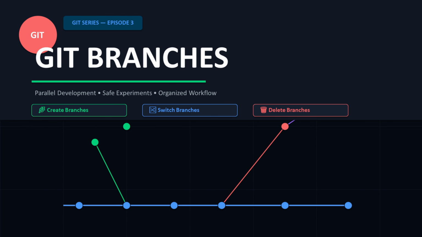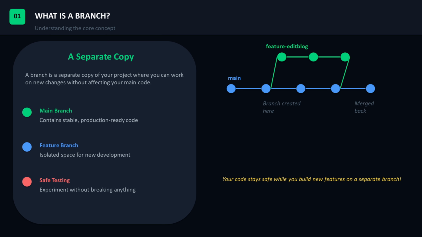First, let's understand the concept. Then, we will do it practically. So, what is a branch? Before understanding the commands, let's understand what a branch is. A branch is like a separate copy of your project where you can work on new changes without affecting your main code. By default, when we create a Git repository, we usually work on the main branch.